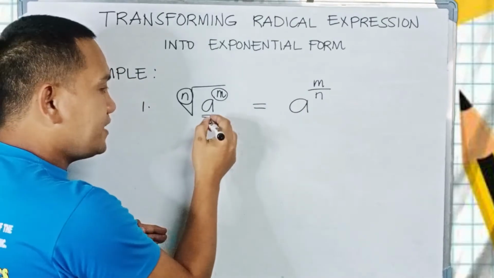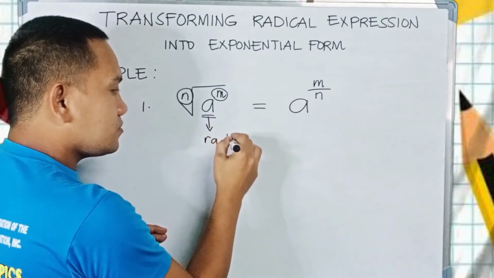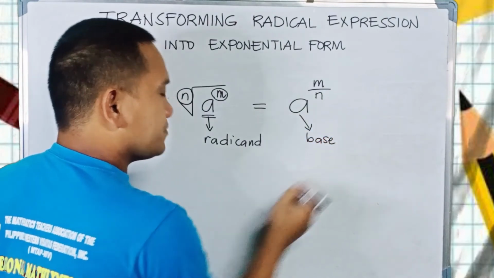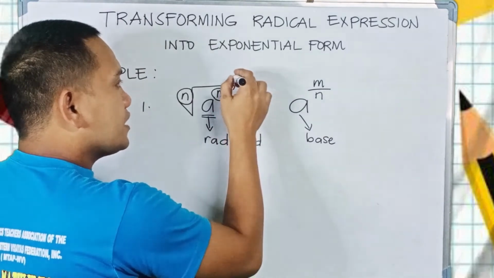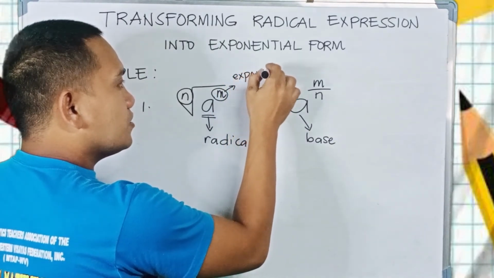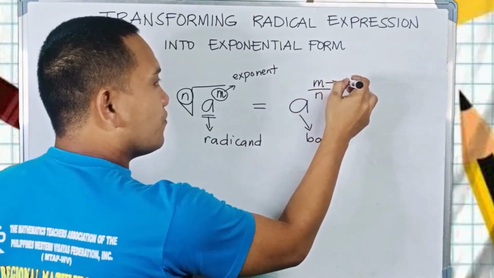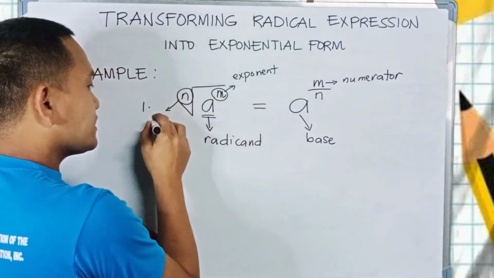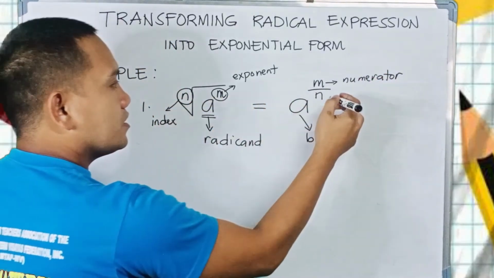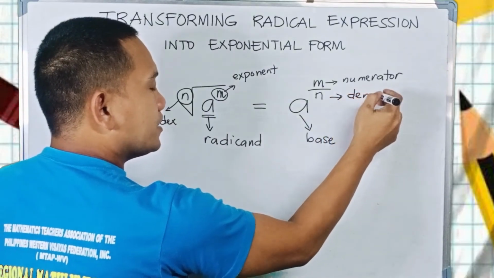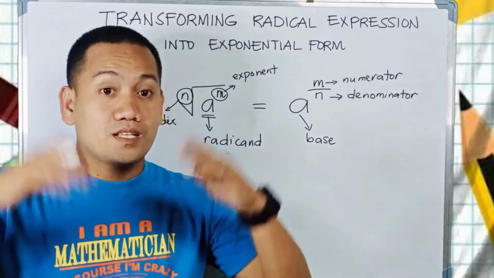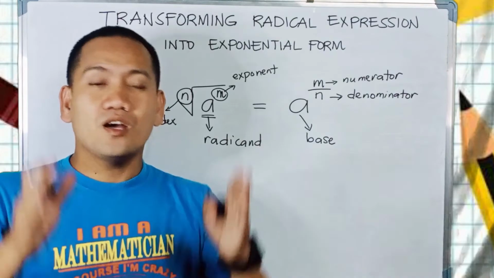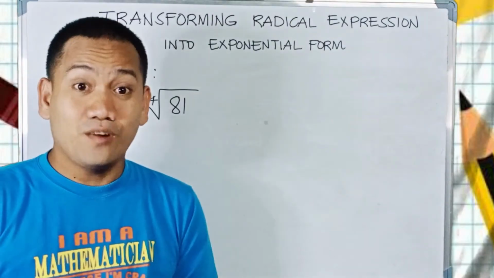denominator. Again, our radicand will be the base of our rational exponent. Then, our exponent of the radicand will be the numerator of our rational exponent. And the index will be the denominator of our rational exponent. So that is how to transform our radical expression into expression with rational exponents. Let's have our second example.